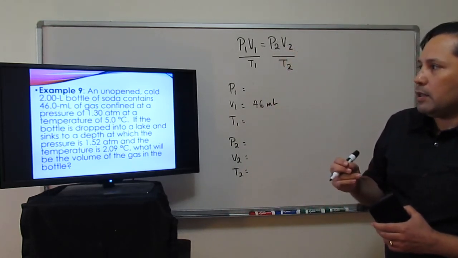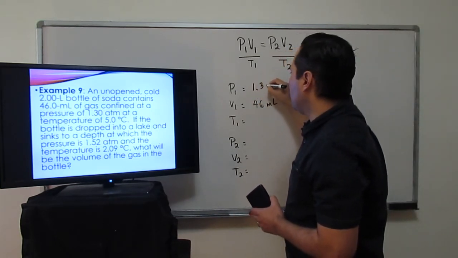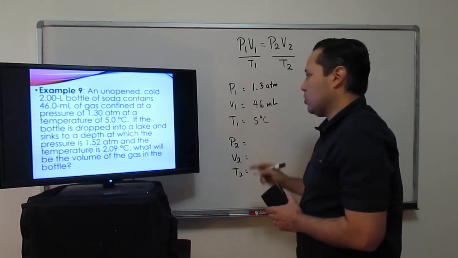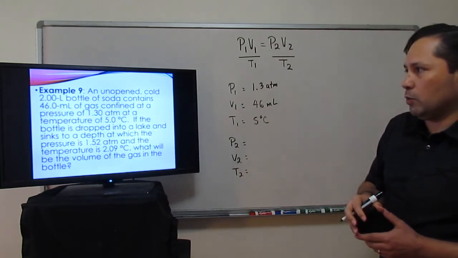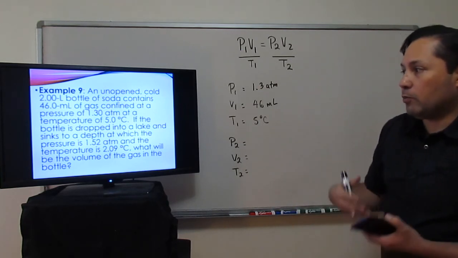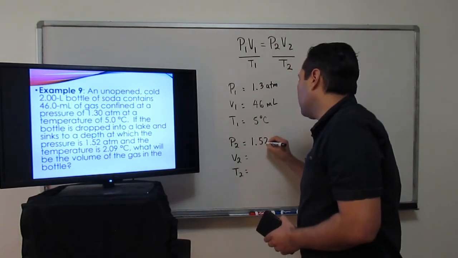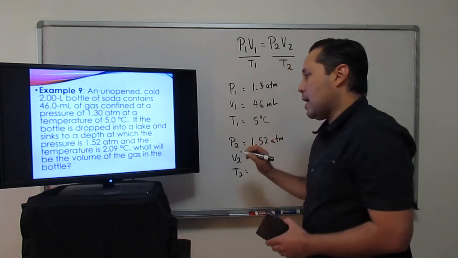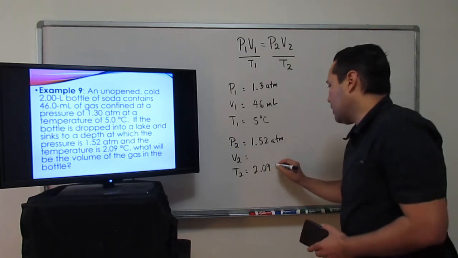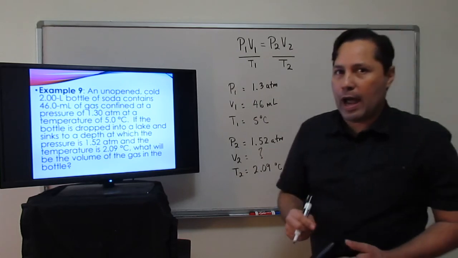Okay, now this is at a pressure of 1.3 atm and a temperature of 5 degrees Celsius. So that's the information that's given to us. Next, they go ahead and drop it. As it sinks to the bottom, there's more pressure at the bottom, so it goes from 1.3 to 1.52 atm. And the temperature gets colder, to 2.09 degrees Celsius. And they want to know what is the volume of our gas.